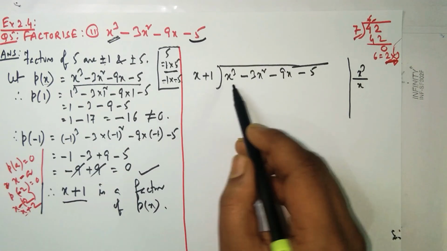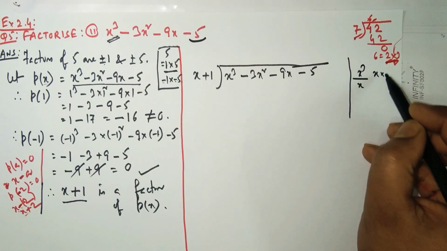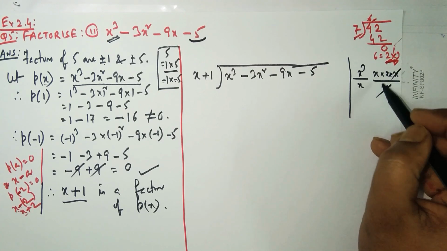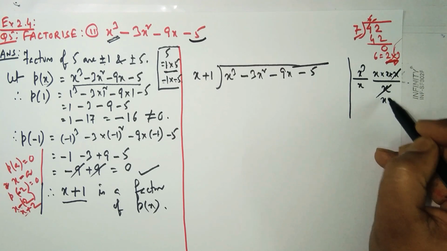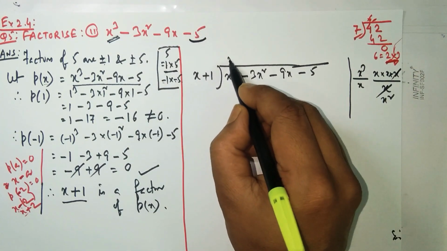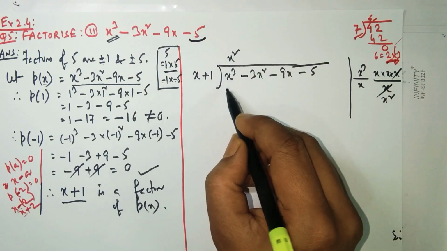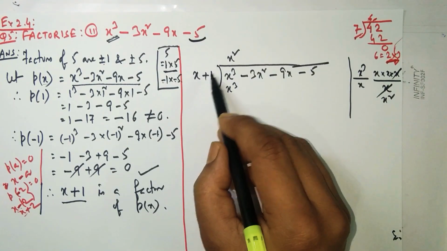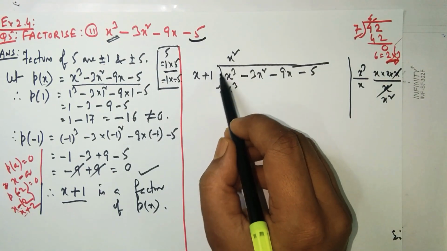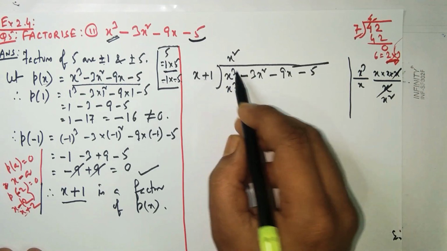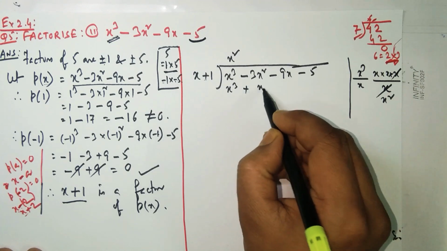Let's see how many times it goes. x cube, that is x into x into x, divided by x. The x gets cancelled, leaving x square. So it goes x square times. Now x into x square is x cube. This x square should also be multiplied with plus 1, so 1 into x square is plus x square.